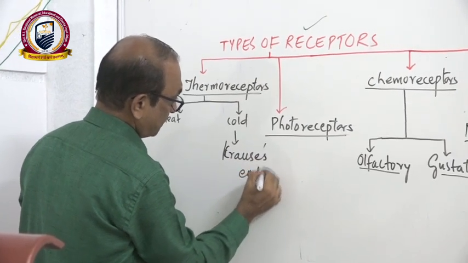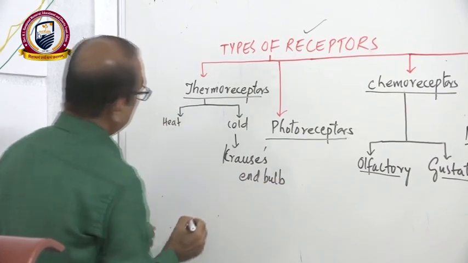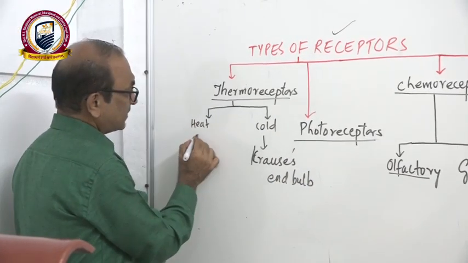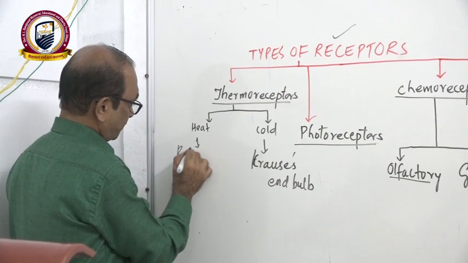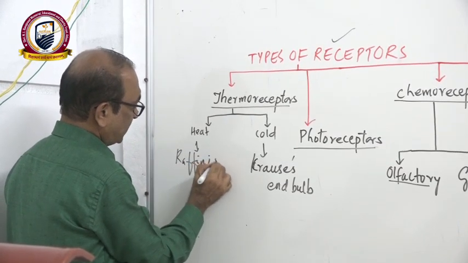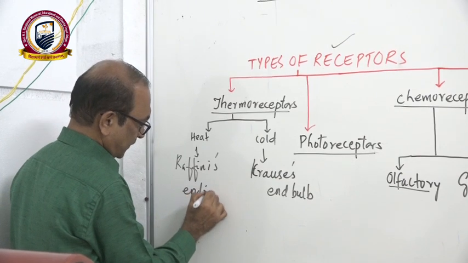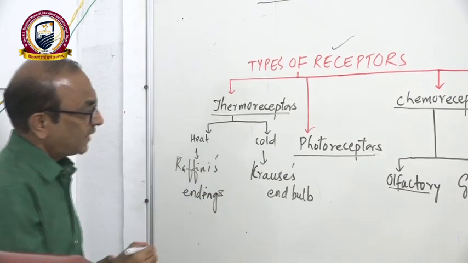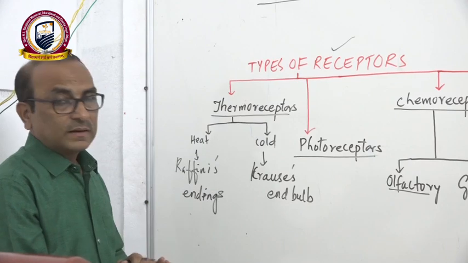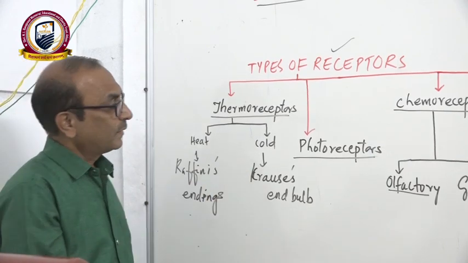Crosses end bulbs, and heat receptors are Ruffini's endings. These are the nerve endings, so they receive heat and cold.